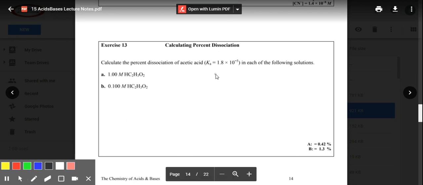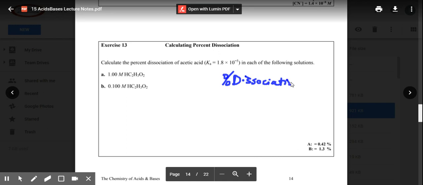Remember how I've been talking about strong acids, they dissociate 100%, but weak acids and weak bases don't dissociate 100%. It's a very low percentage. We can actually calculate that percent dissociation. So I want to leave you with the way to calculate that percent dissociation. So here's your equation. Percent dissociation.